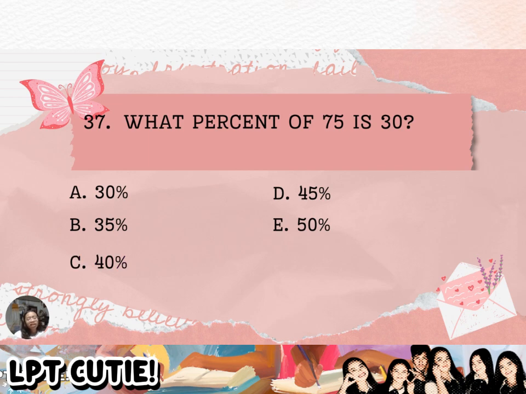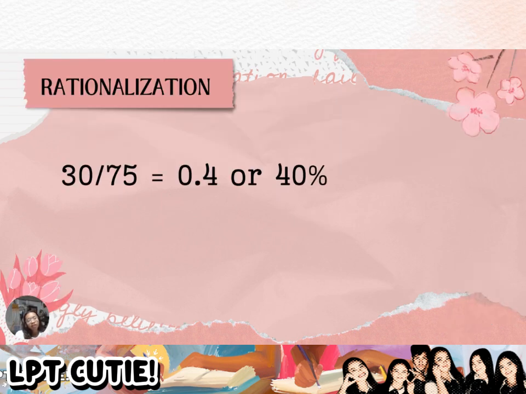Next, number 37, sorry. What percent of 75 is 30? Since you saw the right answer now, let's reveal. So letter C, 40%. And how did we get 40%? Basically, you just have to divide 30 over 75, which is equal to 0.4, and you multiply it by 100 to get 40%. So that's how you get the percentage.